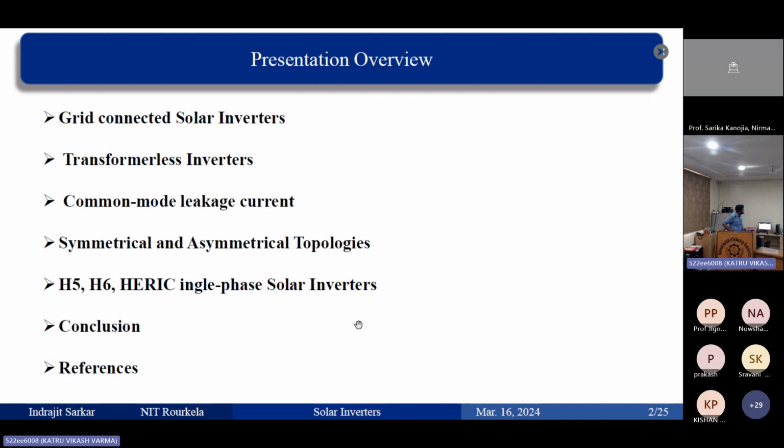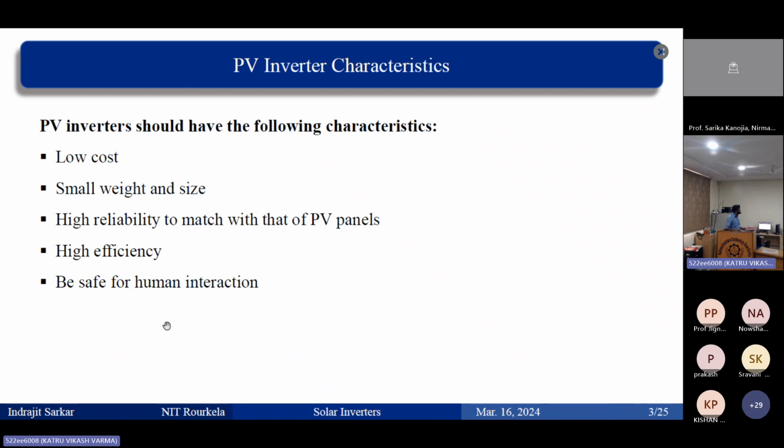Now there are topologies like symmetric and asymmetric topologies which can reduce the leakage current, and there are specific topologies like H5, H6, Herrick for single phase solar inverters, that I will explain. Then I will end with conclusion and references.